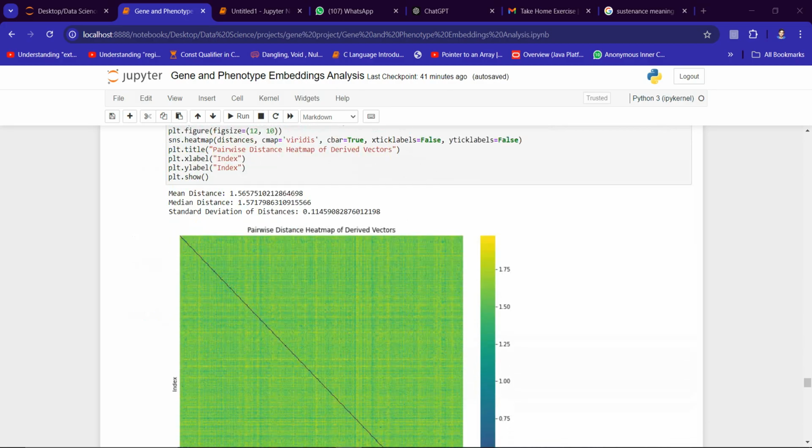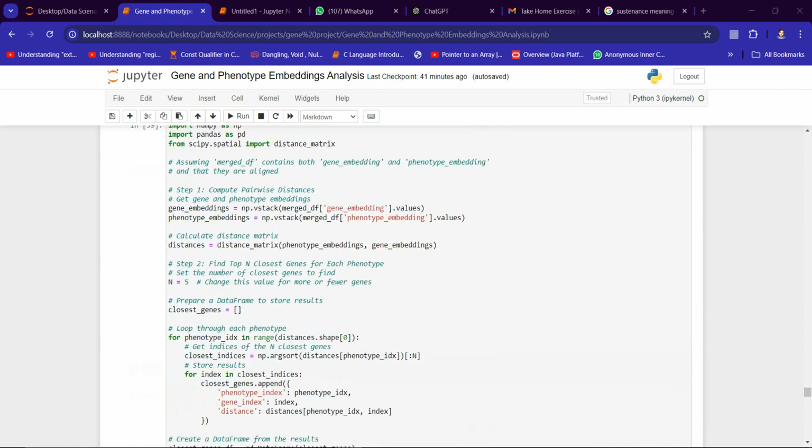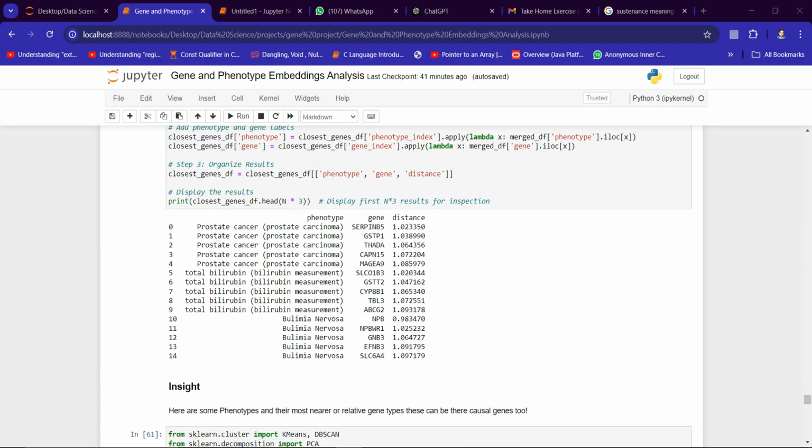Here is the heat map based upon the distances with a distance matrix, and here are some phenotypes and their related genes with the smallest distance. So there is more possibility that this gene is very related to this phenotype. But to conclude it more strongly, we have to go through the whole data, because this is a random sample of 500 records.